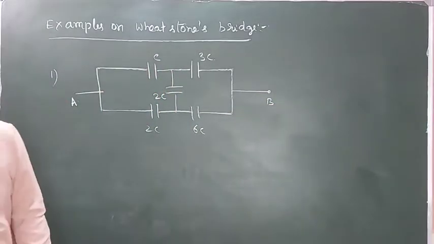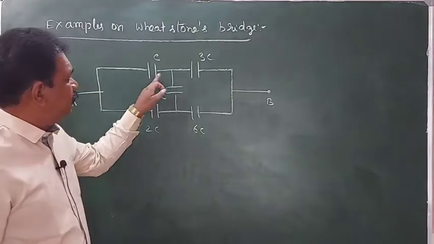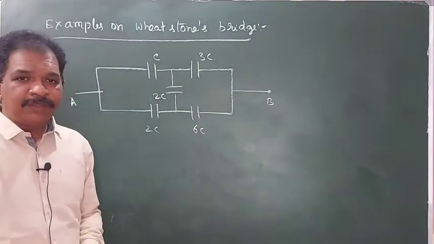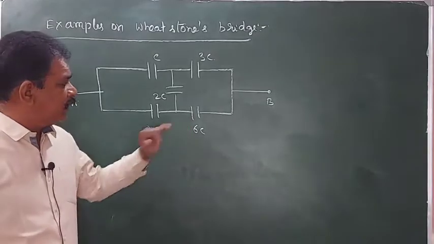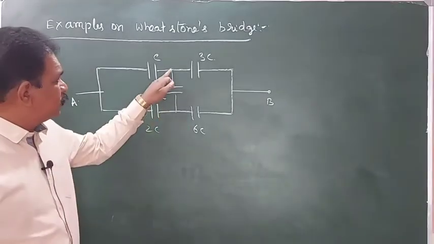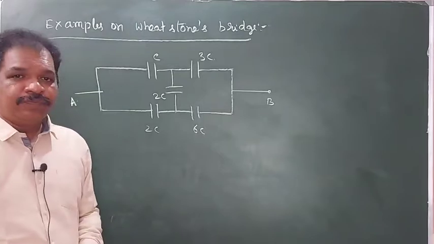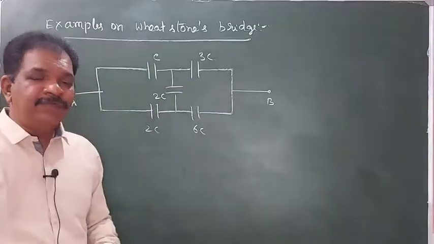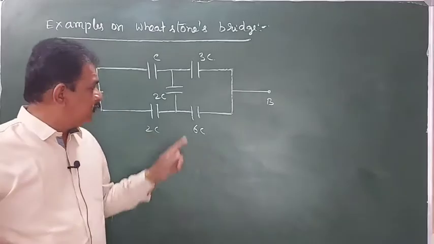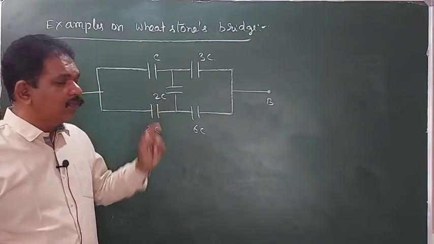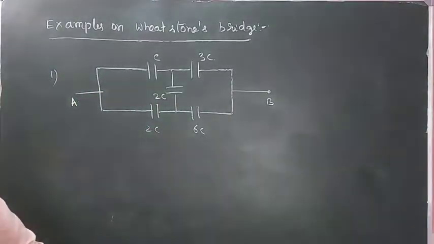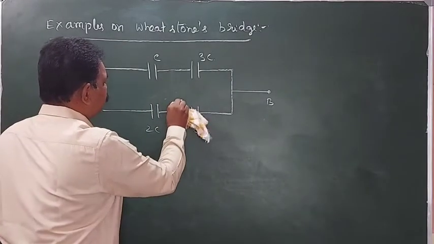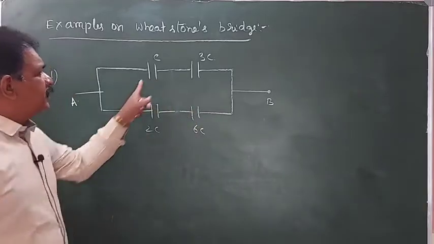If we observe this circuit, this will be a balanced Wheatstone bridge. P by Q, C1 by C2 is equal to C3 by C4. So this will be ineffective. Clear understanding. Since it is a balanced Wheatstone bridge circuit, this 2C will be ineffective. We can remove this 2C. So if we remove, then what will happen?